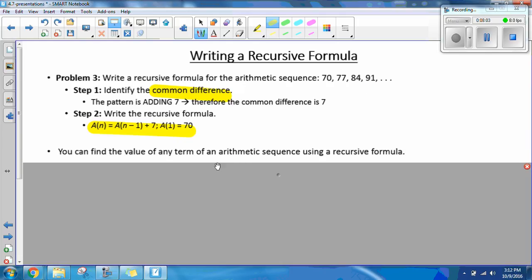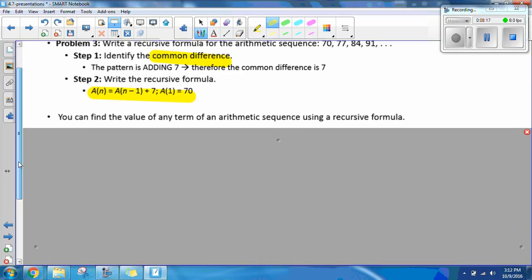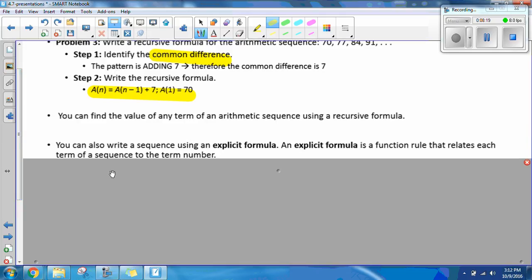You can find the value of any term of an arithmetic sequence using a recursive formula. So once I find the 4th term, I can find the 5th term, then the 6th, then the 7th. However, this can become very time consuming, so now we go into explicit formulas. You can also write a sequence using an explicit formula. An explicit formula is a function rule that relates each term of a sequence to the term number. So the recursive formula was a function rule that related to the previous term, but this explicit formula relates to the term number.